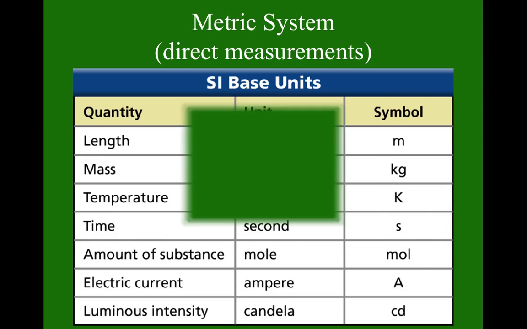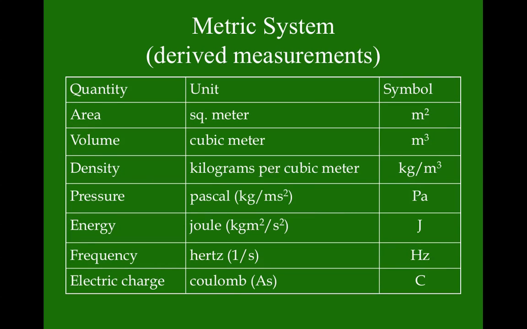In the bottom table, these are our derived measurements. Area with the square meter, volume with the cubic meter, density, kilograms per cubic meter, pressure with the Pascal, energy with the joule, frequency of the hertz, and electric charge with the coulomb. We are going to be dealing in this class with volume, with density, and especially with energy. So those are kind of the three common ones that you will see throughout the course.